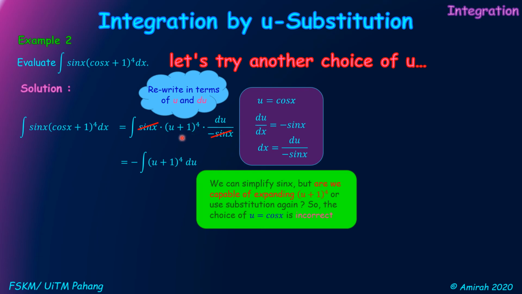So that we have a single u here and then to the power of 4. Because when we differentiate 1, it gives 0, so nothing here. So when we differentiate, we still have negative sin x as in the previous slide. So instead of choosing cos x, we better choose cos x plus 1. Because the plus 1, when we differentiate, is 0. In this case, we cannot integrate this, or we are not capable of expanding this. So u equals cos x is incorrect.